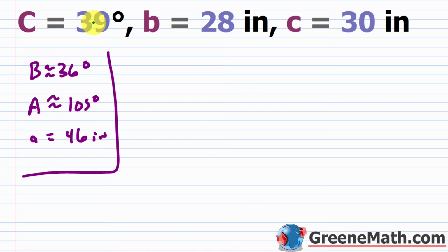But again, if you get an angle, in this case it was C, it's 39 degrees, and the side opposite there, which is 30 inches, is bigger than this B that they're giving you, the side in that position, which is 28 inches, you can go ahead and conclude that you're going to have exactly one triangle, and it's not going to be a right triangle in this case.